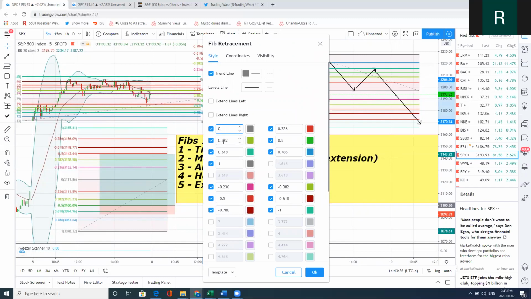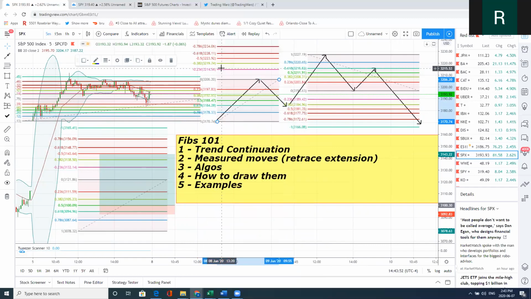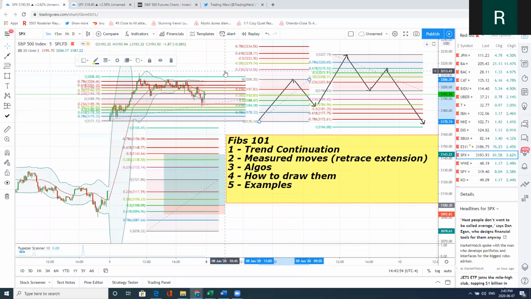So I have 0, 382, 618, 76, 50, 236, 1. This is the standard. And then I add these in: negative 236, negative 50, negative 786, 382, 618, and negative 1. So those are your extensions that pop up. Okay? All right. So let us go into many different examples.